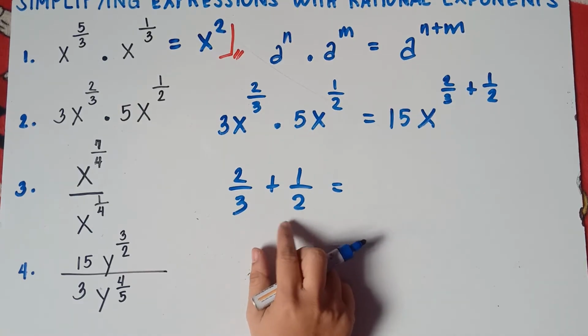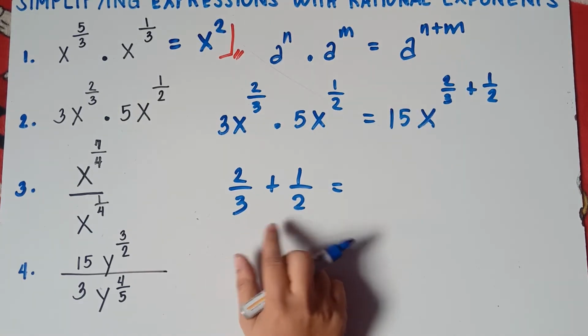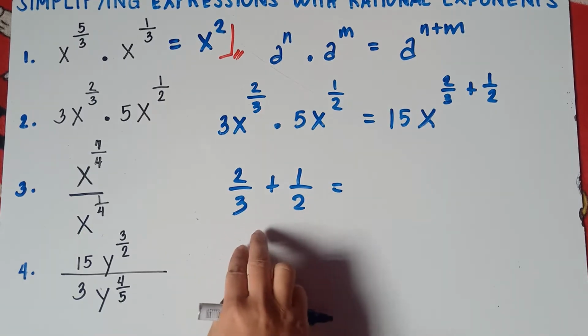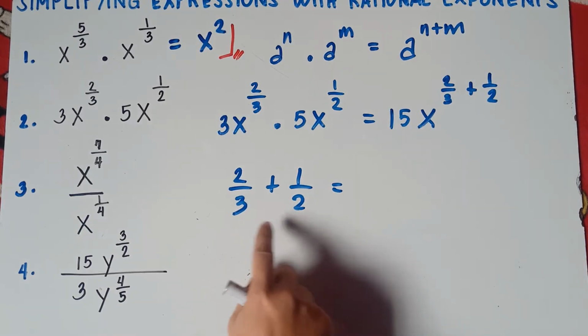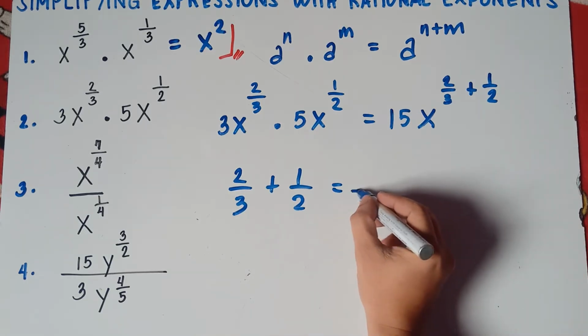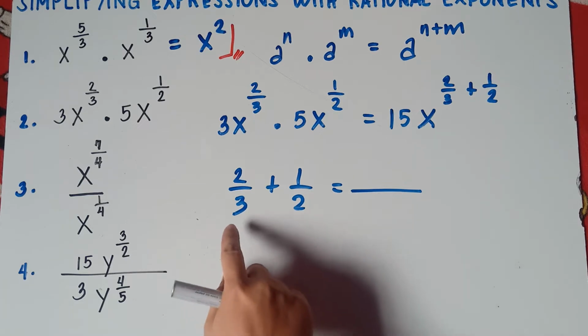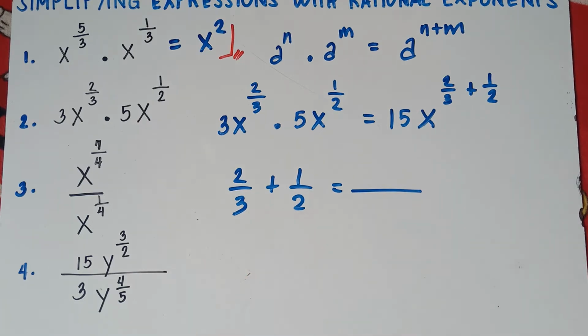So 3 and 2, of course, the denominators are not the same. If the denominators are not the same, you're not allowed to add the fractions directly. So for the first solution, you find the LCD. To find the LCD, you think of a number, class, that we can divide this 3 and 2 by. What will be the number that we can divide 3 and 2 by?